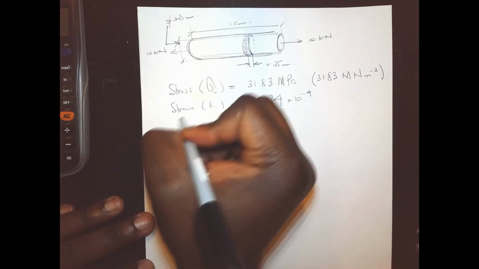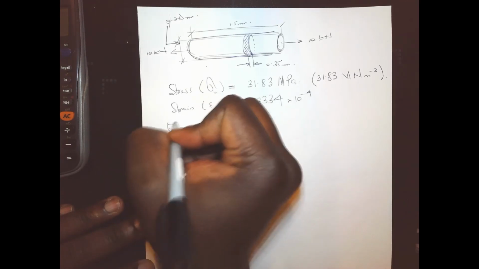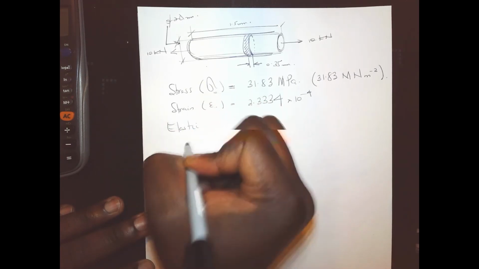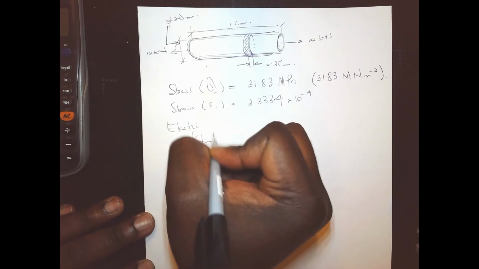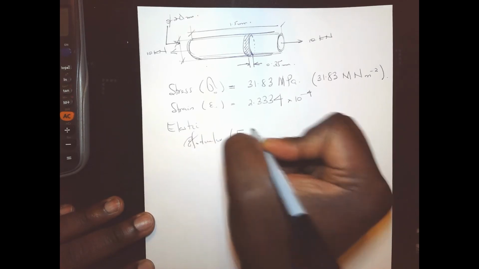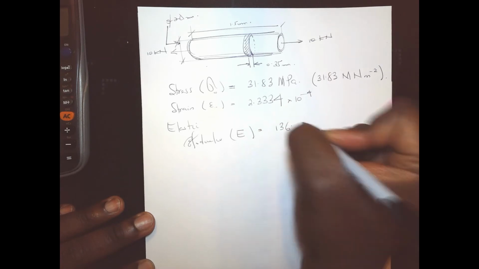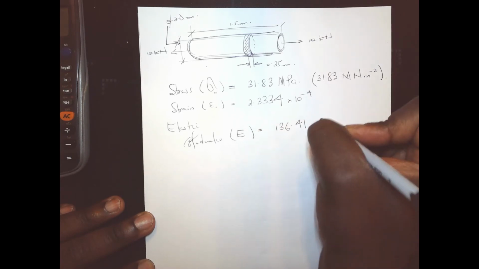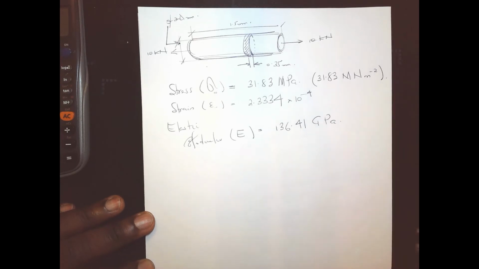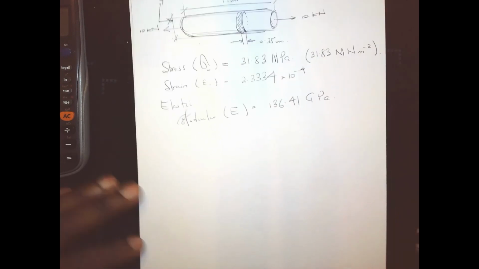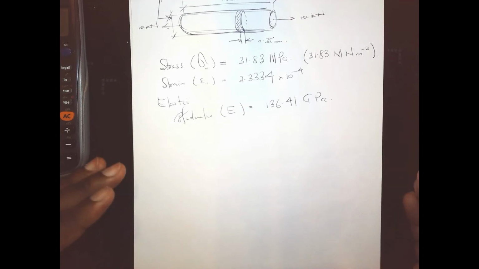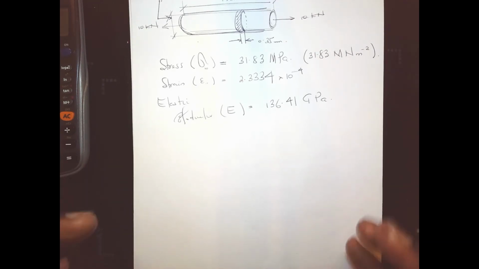And we also calculated the Young's modulus, or the elastic modulus, which is characterized by E, and that was 136.41 GPa. We're now being tasked to calculate the strain energy. So how much work has the bar experienced due to the 10 kilonewton tensile force that's caused it to elongate?